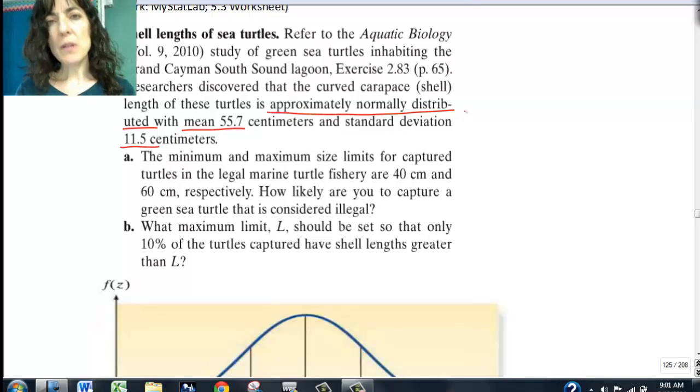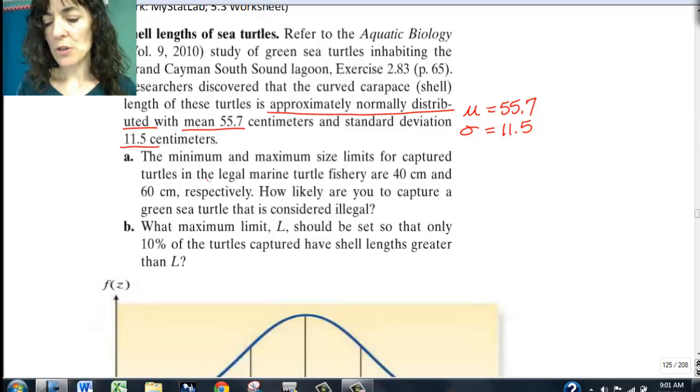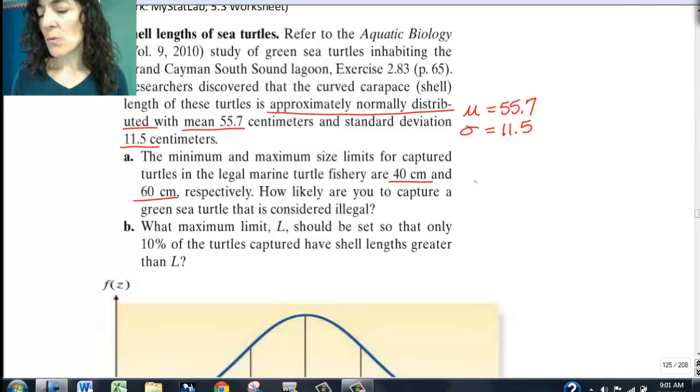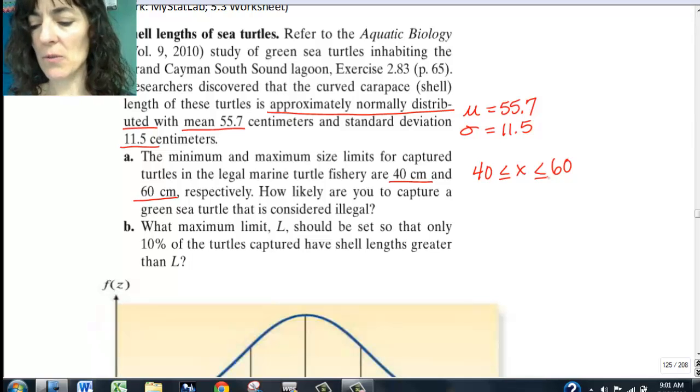So for the population, I know the mean is 55.7 and the standard deviation is 11.5. Okay, the minimum and maximum size limits for captured turtles in the legal marine turtle fishery are 40 centimeters and 60 centimeters respectively. So for any turtle that we catch, we want it to be between 40 and 60 centimeters. And remember, it doesn't matter if we put less than or less than or equal. It won't make any difference on our results.